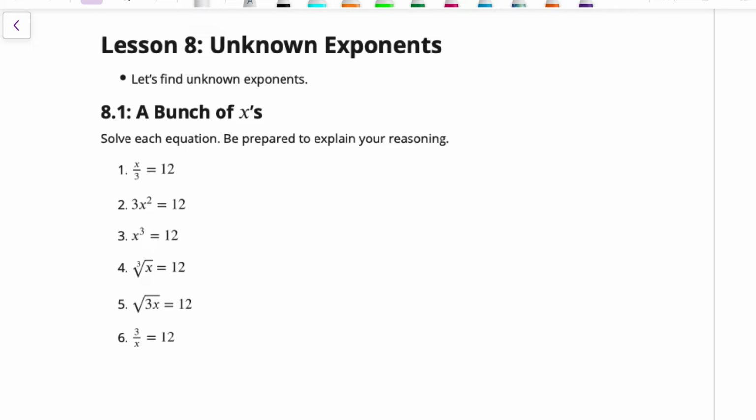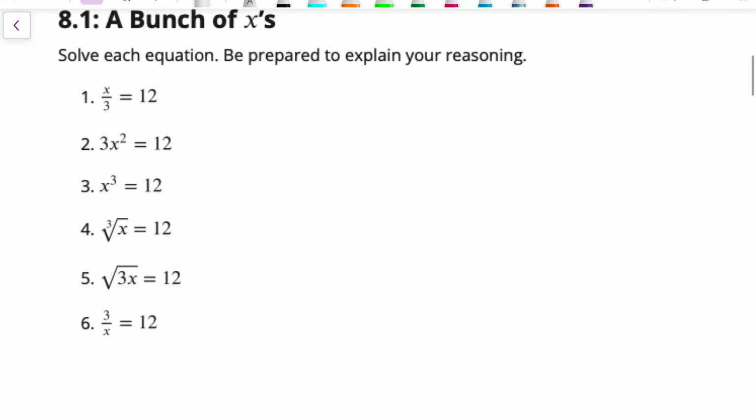Alright, so let's take a look at Unit 4, Lesson 8, Unknown Exponents. All right, so 8.1, a bunch of x's. Solve each equation, be prepared to explain your reasoning. So for number 1, we have x divided by 3 equals 12.